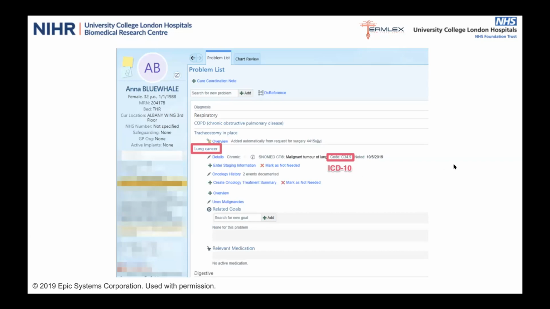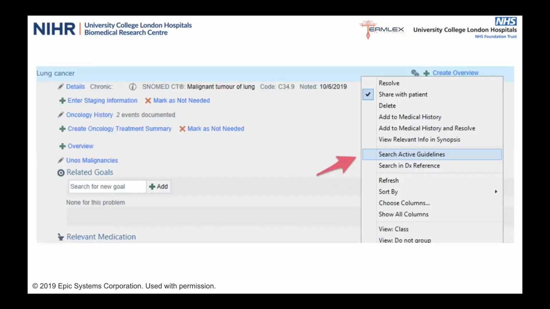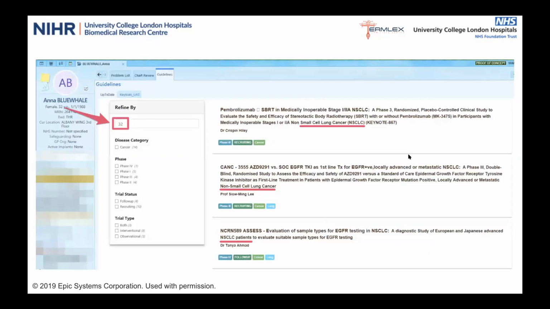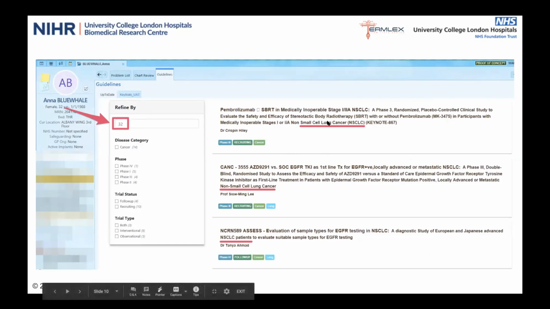So using the ICD, Jay will go into more detail, but we use a standard called Infobutton. If you right-click and search active guidelines on lung cancer, it will pass through into Keytrials the age of the patient and the ICD-10 code. The ICD-10 code will be mapped to SNOMED, and as you can see, it will pull back these things.